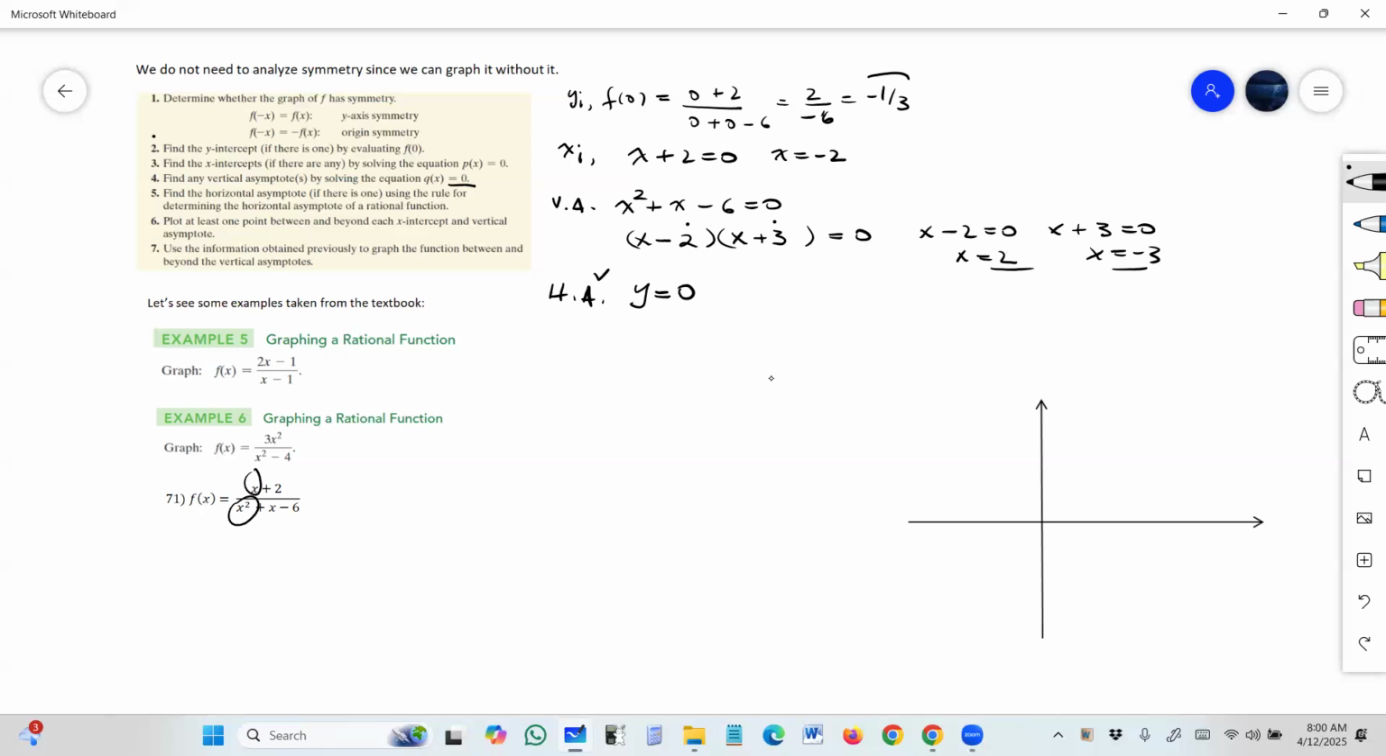Okay, so I have all of the information I need. It's always these 4 things that we need to find, and then we will plot them in. So first, the y-intercept. I'm going to say that my y-intercept is here, negative 1/3. And I am going to say that the x-intercept is here, negative 2. I'm not plotting the whole x and y coordinate because this might disturb graphing the function. My vertical asymptotes, I have 2. I have x equals negative 3.